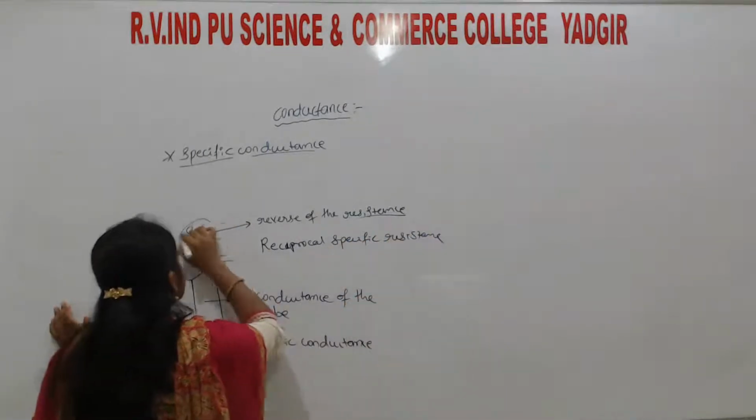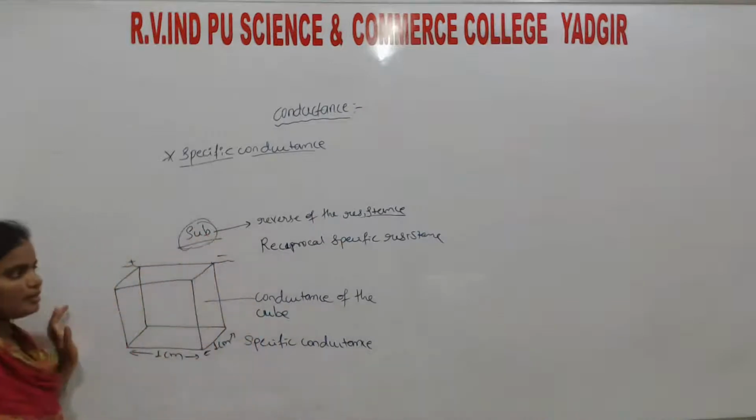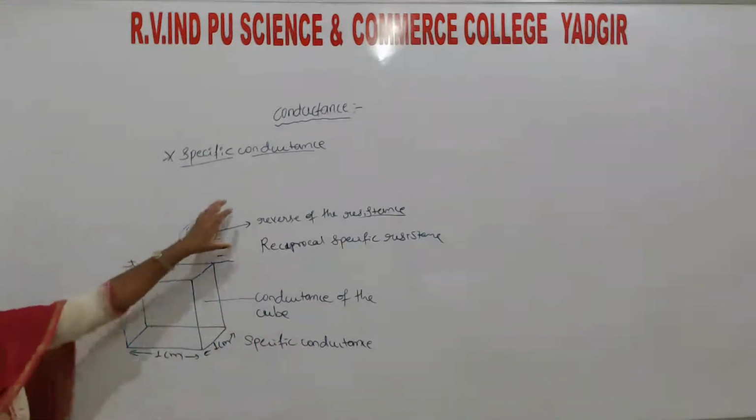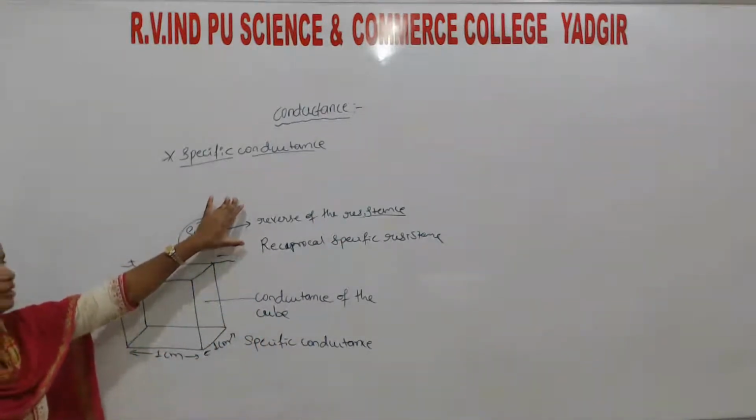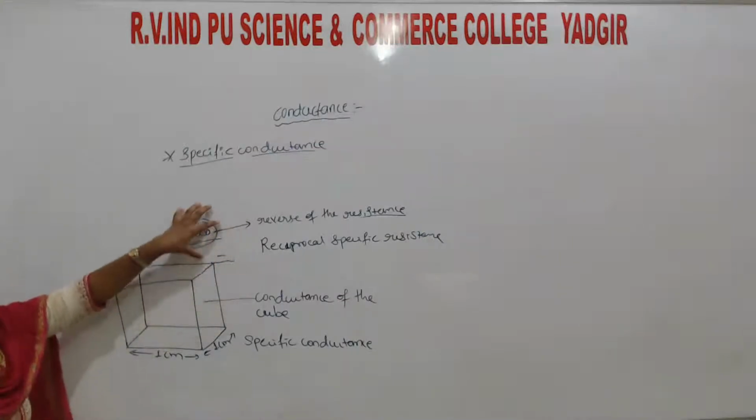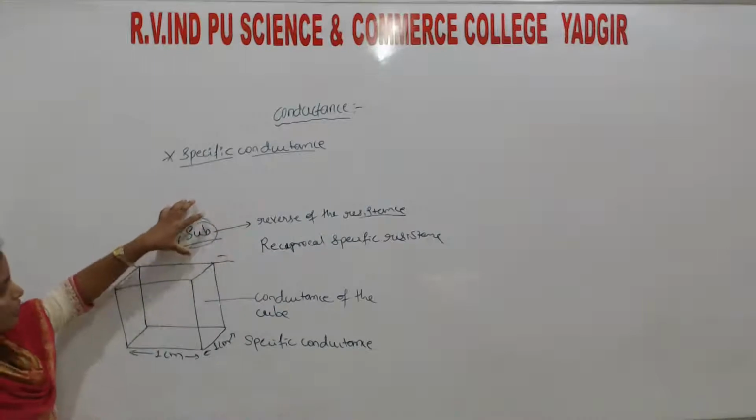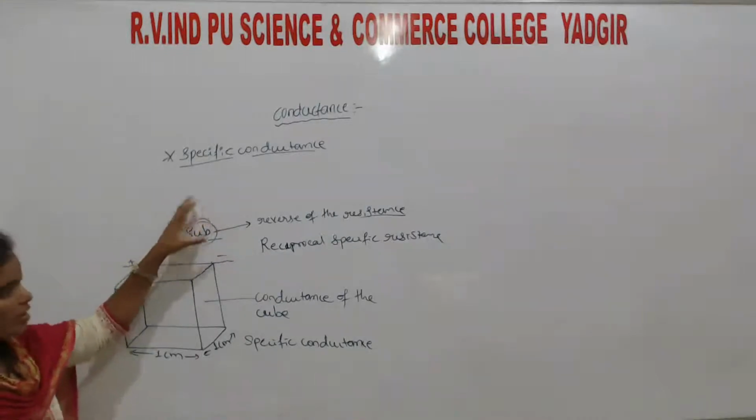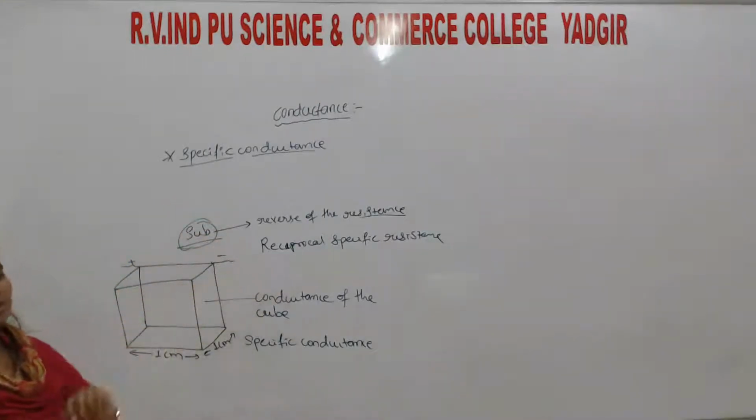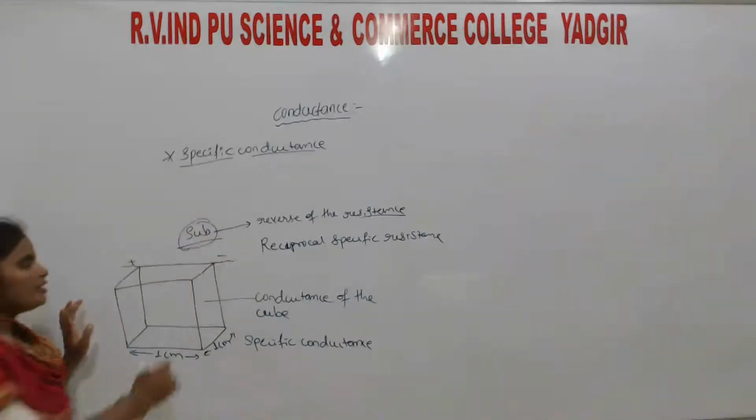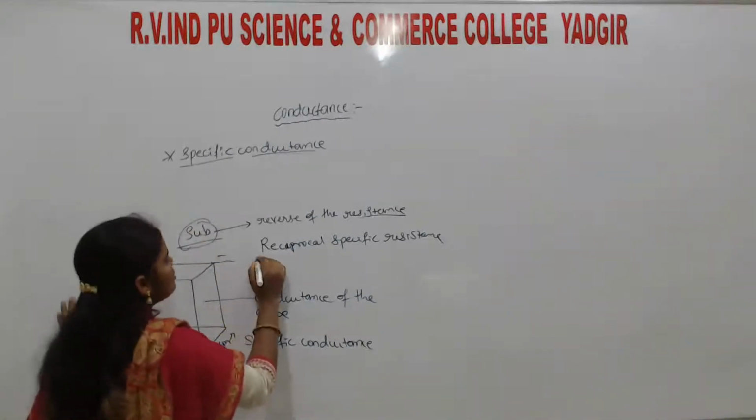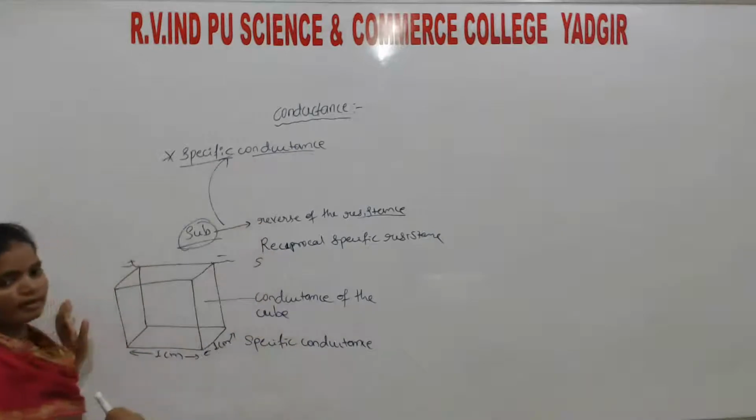Here the substance offers little resistance, and it conducts the flow of current, the power of conducting electricity. That is the reciprocal of the specific resistance, and this term is known as the specific conductance.